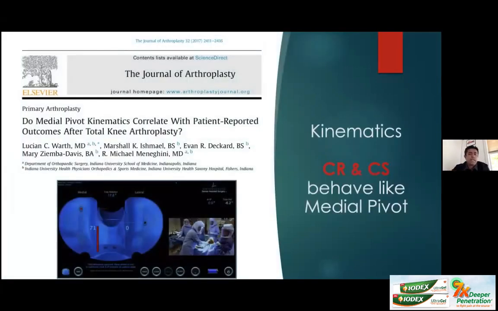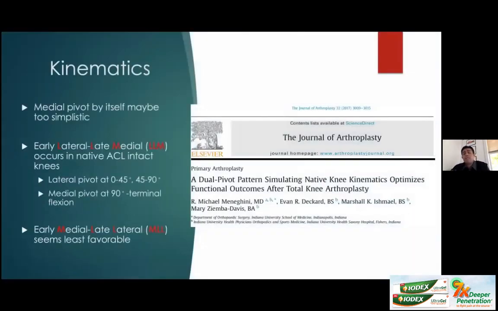That's what the native knee feels like. And Meneghe's group in Indiana looked at this using a cruciate retaining and a cruciate substituting design and found that both of them behave like a medial pivot, essentially, if you do not balance the joint. So medial pivot, they found by itself may be too simple.